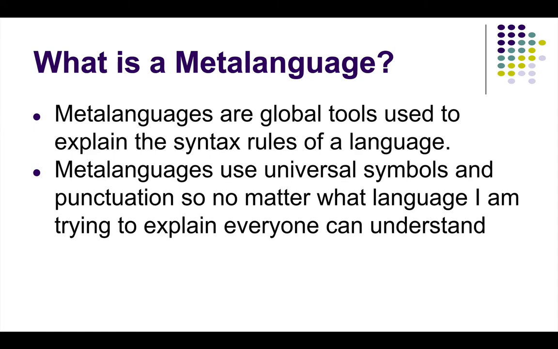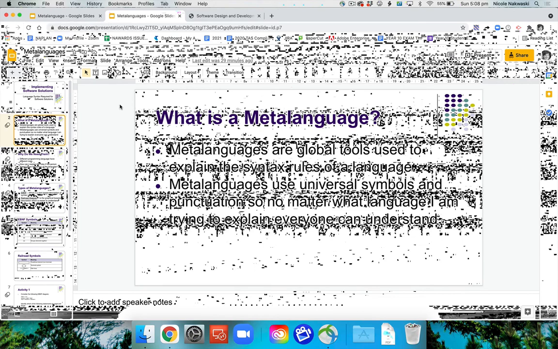They use universal symbols, literally symbols, I was going to say diagrams, but literally universal symbols. So no matter what language I'm trying to explain, if I know EBNF and I know what the symbols mean, and someone says, hey, this is how you write this in JavaScript, but they show me in EBNF, I don't have to know JavaScript. I can immediately understand it. Okay?